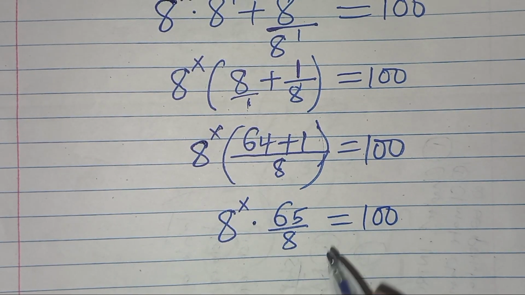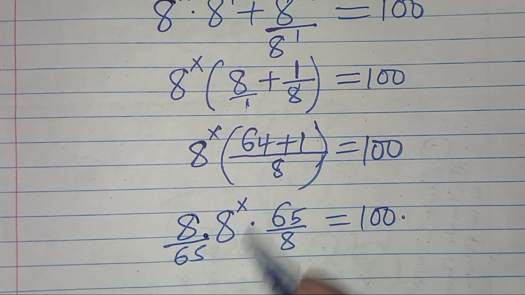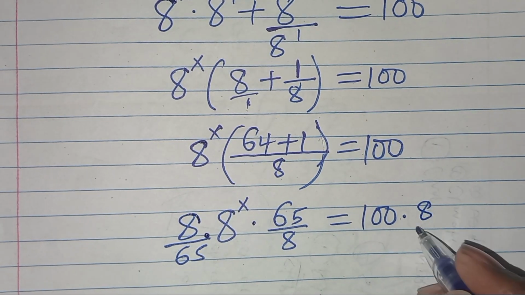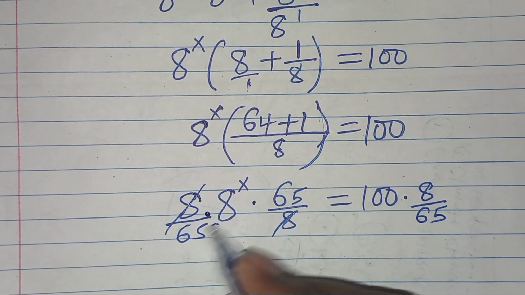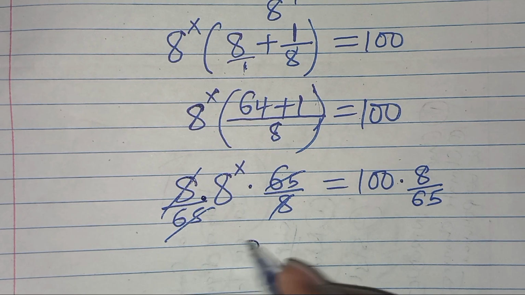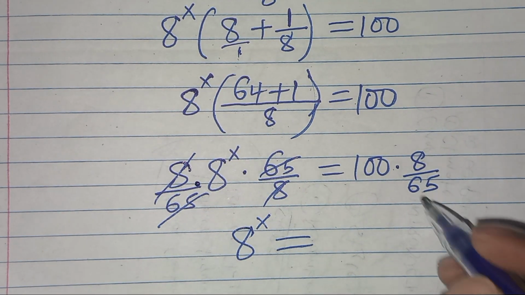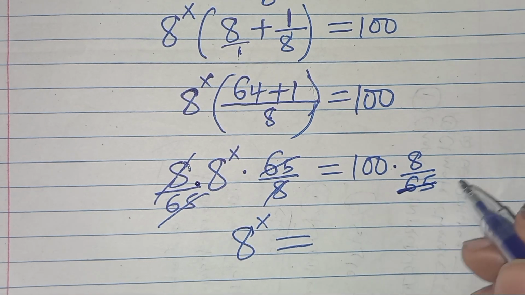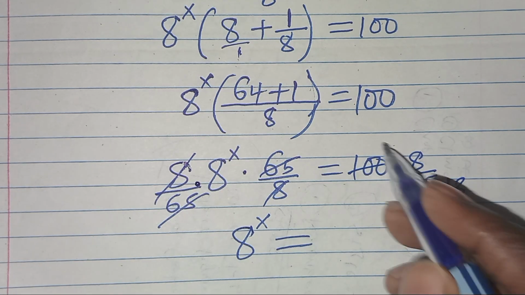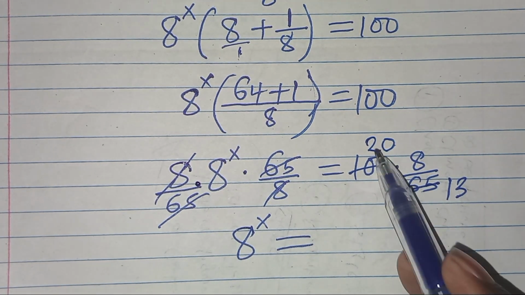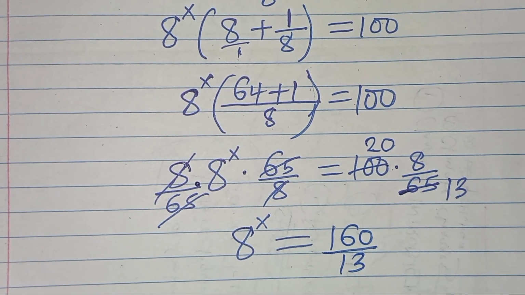So let's multiply both sides by 8 over 65, both the left and the right hand side. So let's simplify here, so that now we have 8 to the power x equal to, let's simplify here, 65 divided by 5, this is the same thing as 13. Then 100 divided by 5, this is equal to 20. So here we have 20 times 8, which is equal to 160 divided by 13.